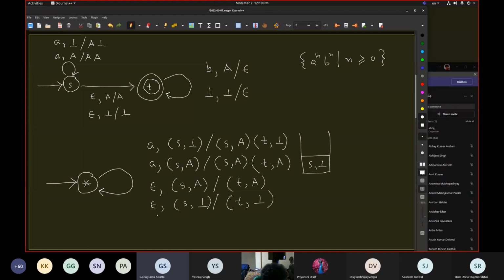Now I have to keep on popping. If I see T here, pop. If I see, so I made a mistake here. It should be an epsilon transition. Yeah, just pop this thing at the end, epsilon. If I see T, this, pop it. Okay.